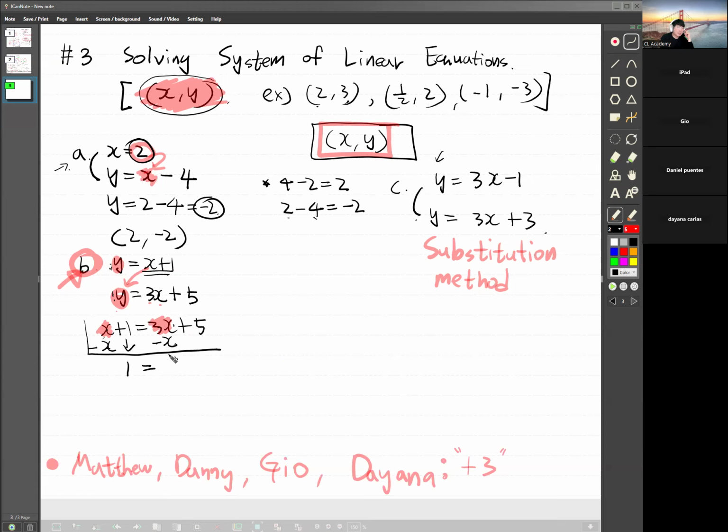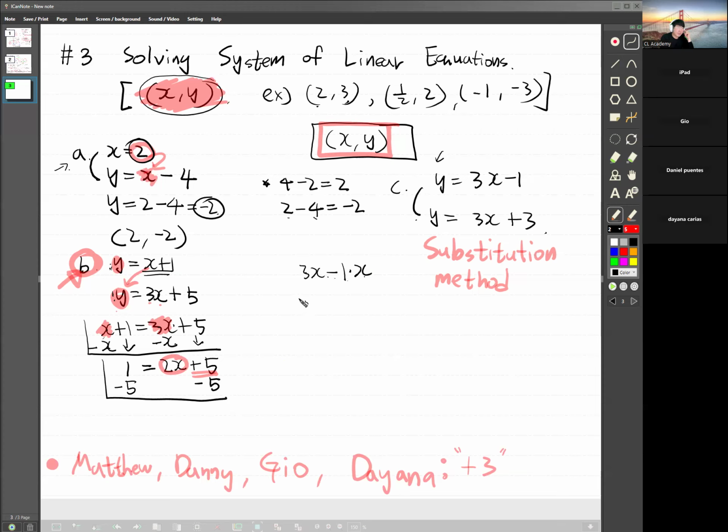3x minus x. In front of x, there's a 1, but we omit it. So 3 minus 1 is 2, 2x. And plus 5 comes down. And again, we need to isolate the x term. So I'm going to eliminate plus 5. How do we eliminate it? Inverse operation. So minus 5 from both sides.